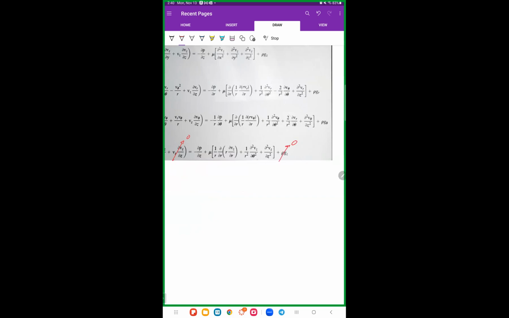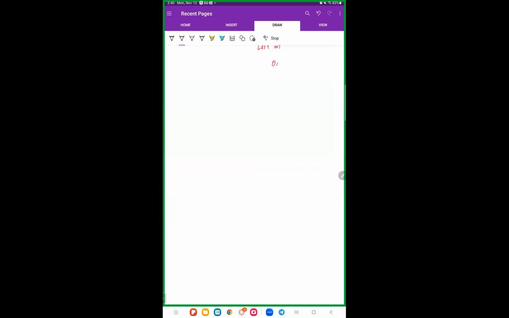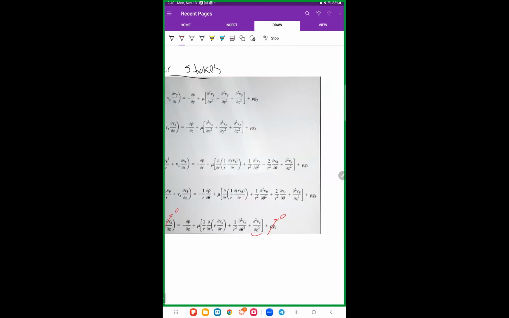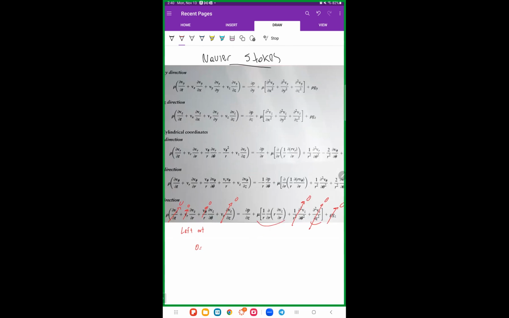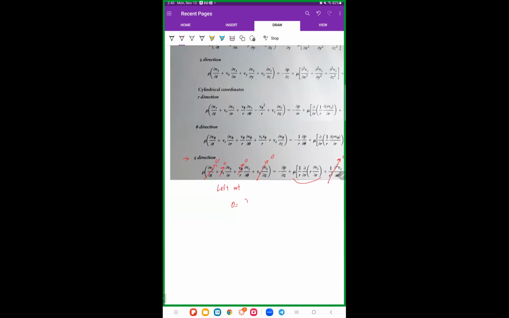Do we have Vz over Z? Like, is that a thing? I don't think so, because it's a function of R, not Z. Correct. And then it's not a function of theta, so you can cancel that one out, and so you just get the first term essentially. Okay. So we get 0 equals delta P over delta Z plus mu times 1 over R, and then we have the partial with respect to R of R Vz, R. Yeah. Okay. This negative.